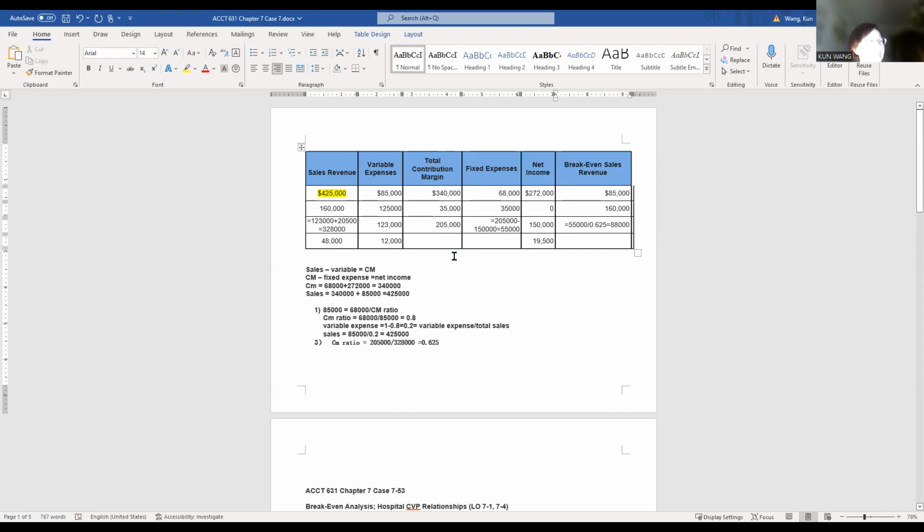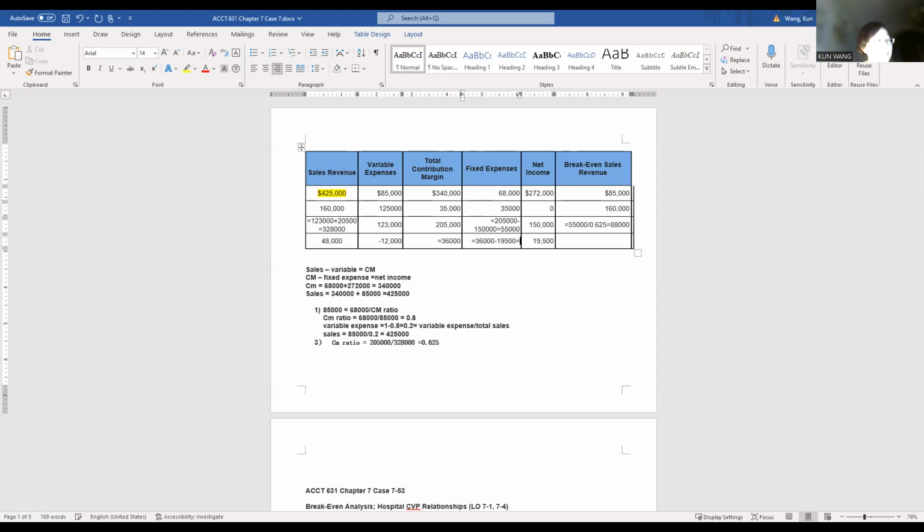But for this one, you can already see we use the sales revenue and variable expense, right? So this is a minus, so I should be able to get the contribution margin. So simple. And then, similarly, I can find the fixed expense by taking the net income from the contribution margin.